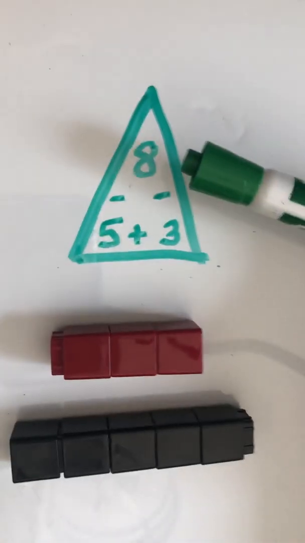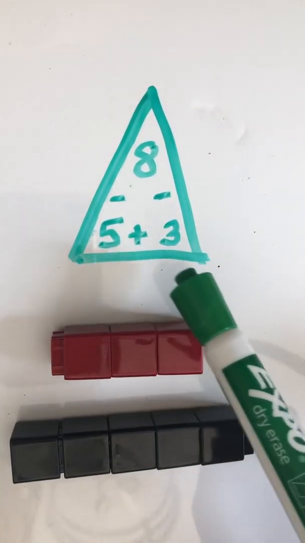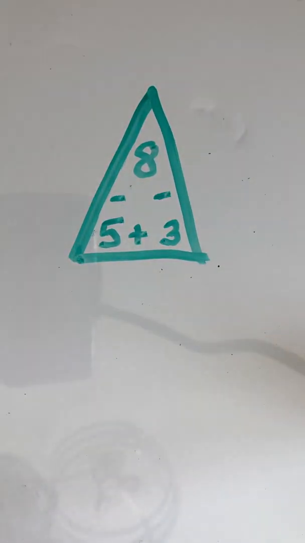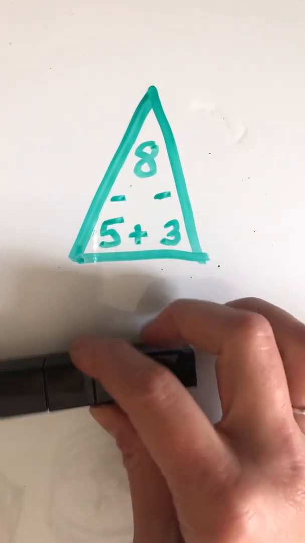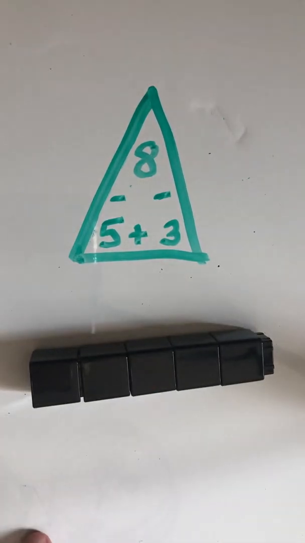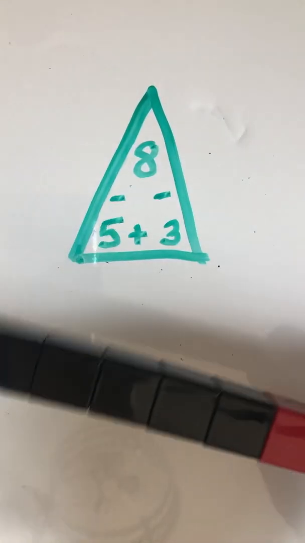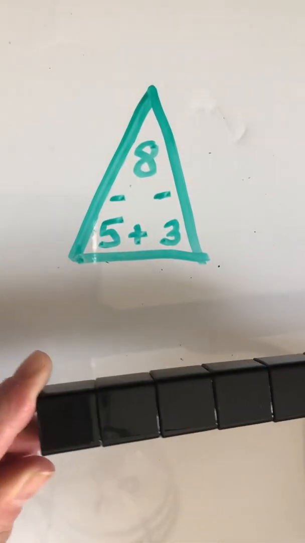A fact family is going to have 3 numbers in the fact family. It's going to have 2 parts and a whole. So it will have 3 numbers in its fact family. You can see that in our fact family here, 8 is the biggest number, so we would call that the whole. 5 and the 3 are the parts. If I have 5 black cubes, and if I add 3 more black cubes, I'm going to have 8 cubes, and that is the whole. So we can say that 5 and 3 more would make 8.